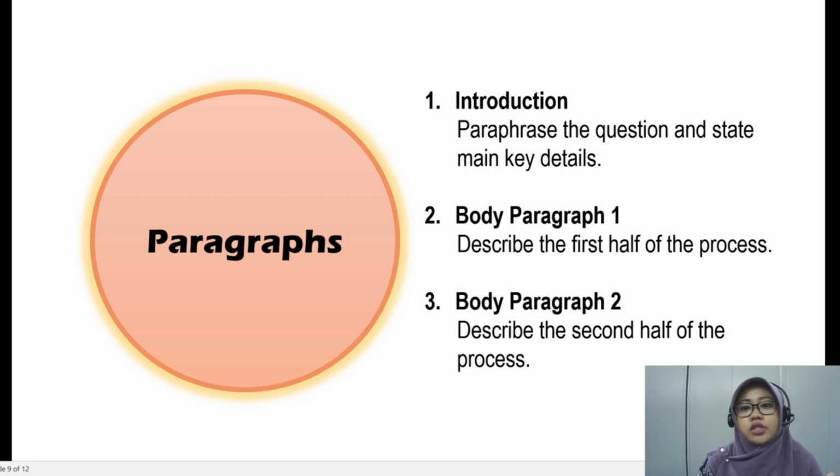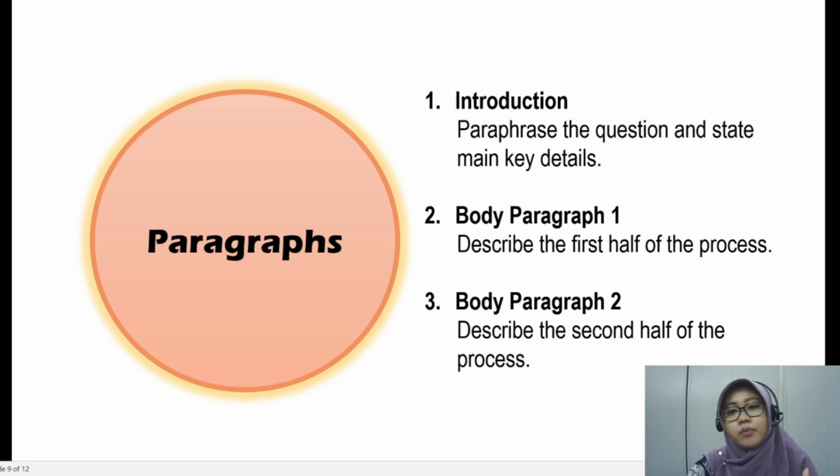So in the introduction, you can start paraphrasing the question and state the main key details. So it needs a couple of sentences to open up your description. Like you can mention the topic of the diagram, and then you can mention how many stages or how many steps are involved in this essay, and then what actually are the main stages in your procedure. And then you can move on to describing the steps, how the procedure is carried out.